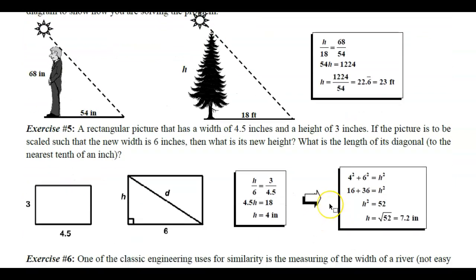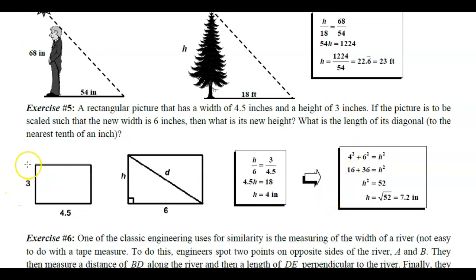All right, exercise 5. A rectangular picture has a width of 4.5 and a height of 3, so that's drawn over here. If the picture is to be scaled such that the new width is 6, what is its new height? And what is the length of the diagonal?